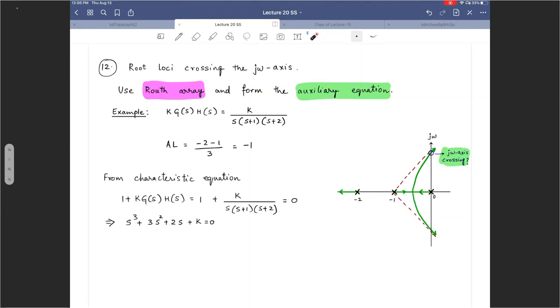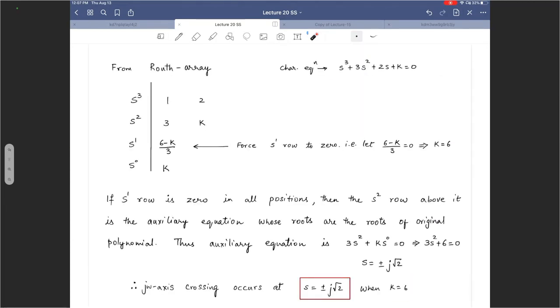Now from the characteristic equation, which is 1 plus k G(s) H(s) equals 0, substitute the loop transfer function that we have in this example. You will get the characteristic equation as s cubed plus 3s squared plus 2s plus k equals 0. Right? So that's your characteristic equation. Using that, I can build the Routh array or the Routh table.